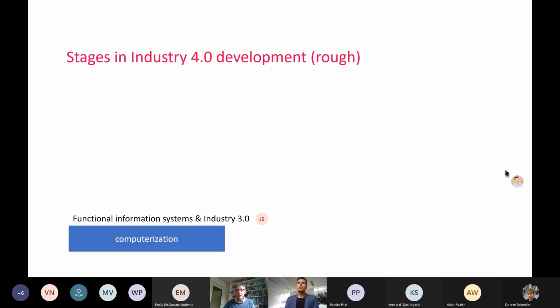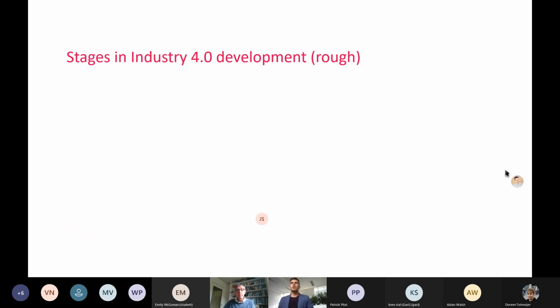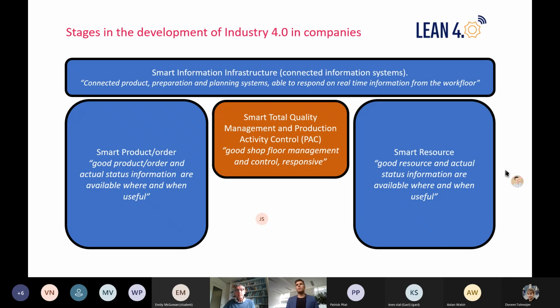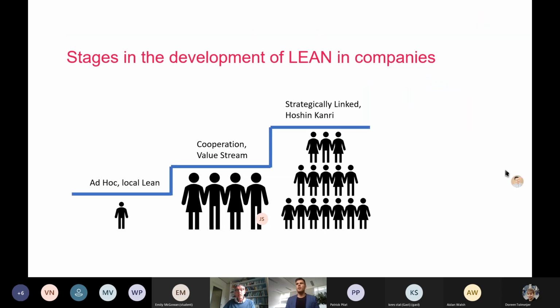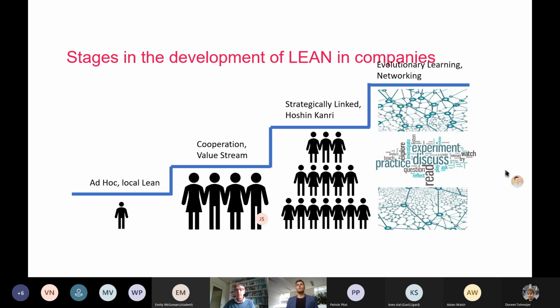Janusz, could you go back to the four stages of Lean? Because Kees Stal asked the question whether or not you've identified companies in the Netherlands who already achieved the fourth level of staging.